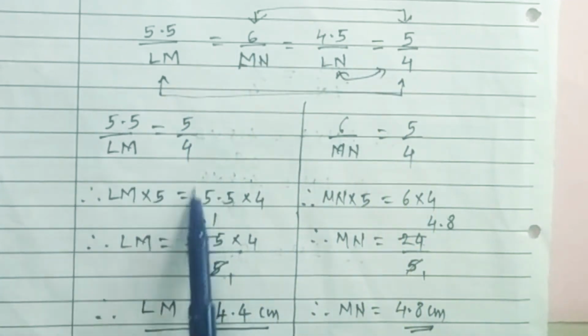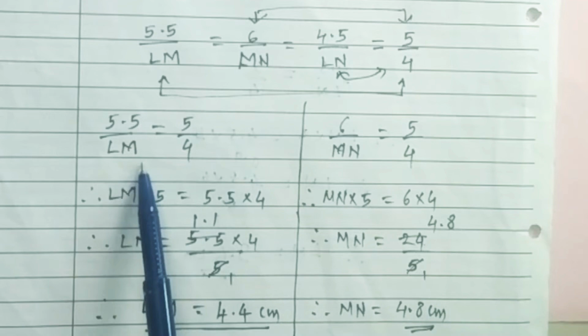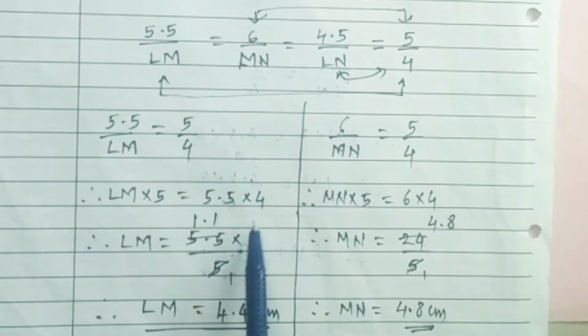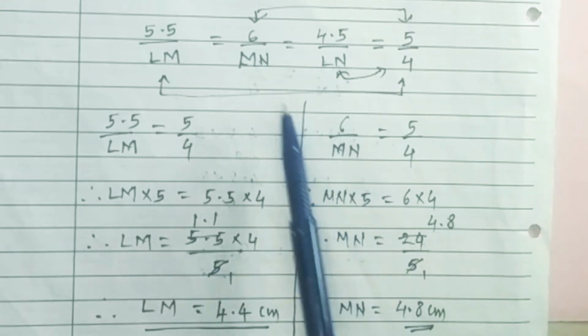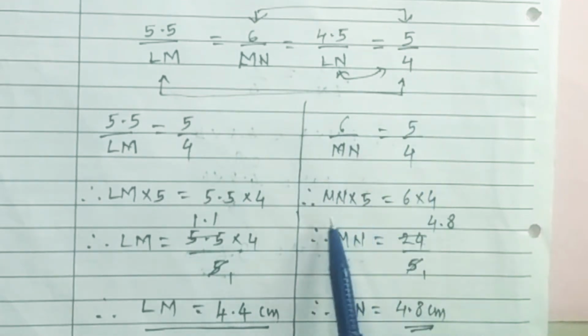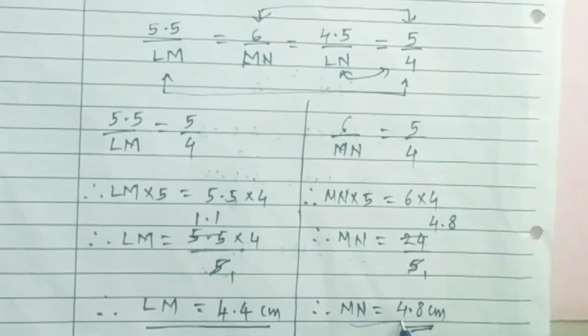So here we'll do the cross multiplication. LM into 5 is equal to 5.5 into 4. Therefore, LM is equal to 5.5 into 4 divided by 5. 5 ones are 5, 5 ones are 5, 5 ones are 1.1 into 4. LM is equal to 4.4 centimeter. Similarly, the second ratio equates to 5 upon 4. So cross multiply: MN into 5 is equal to 6 into 4. That is, MN is equal to 6 fours are 24 divided by 5. 24 upon 5, MN is equal to 4.8 centimeter.